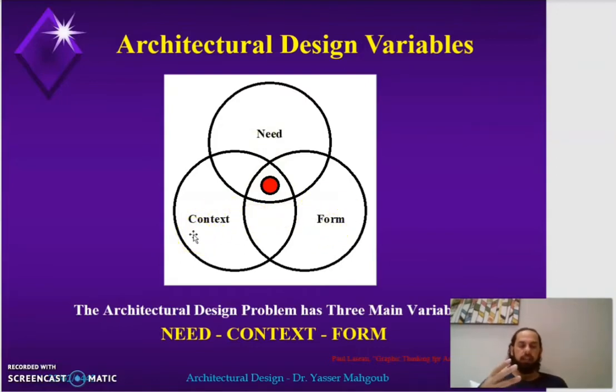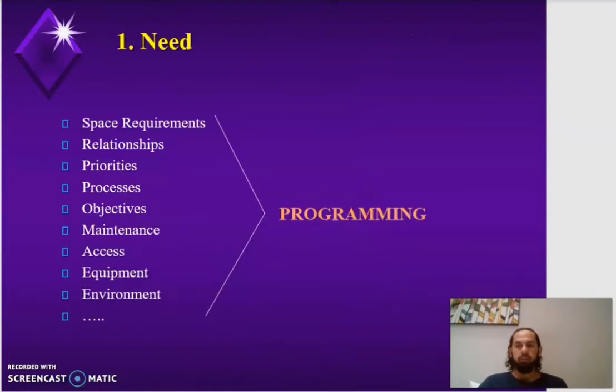The form of the building, its shape or composition. The need, which depends on the function, and the context, the place that this building exists in. What are the requirements, which are the needs or the function of the building, and the form of the building, the outer shape of the building.